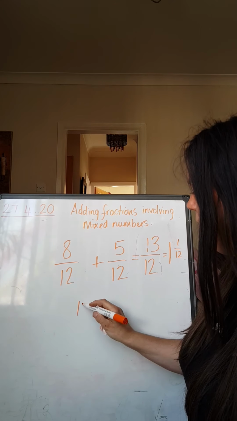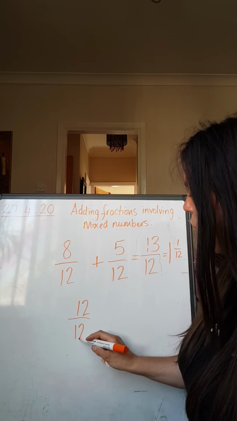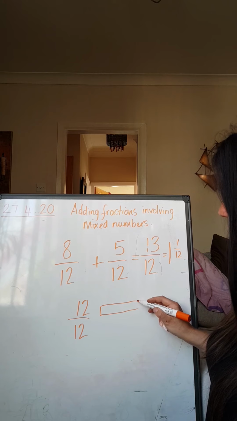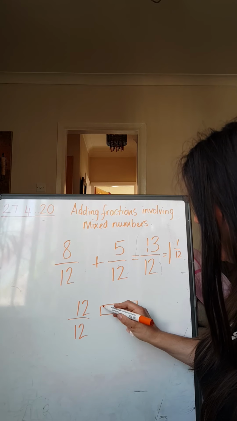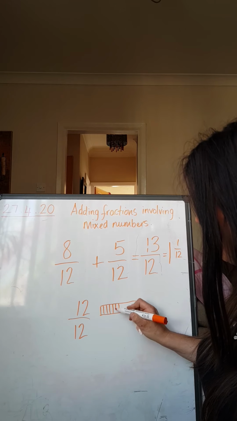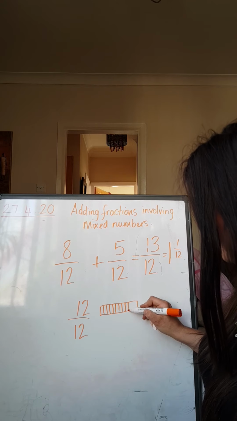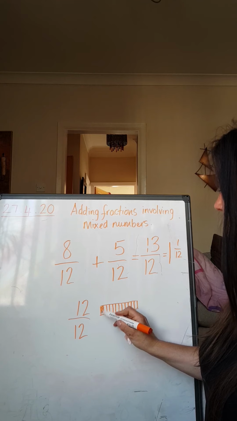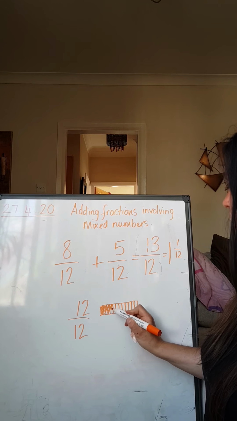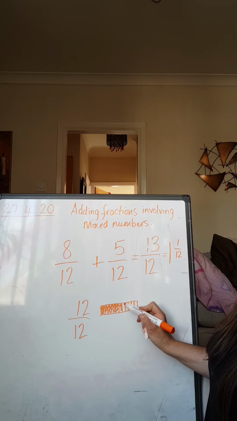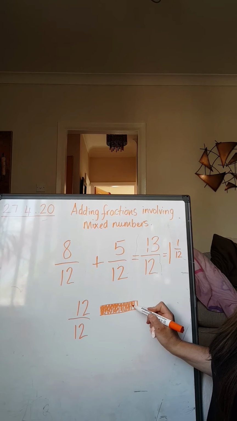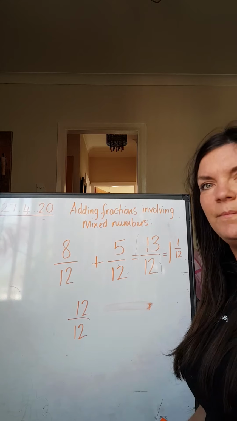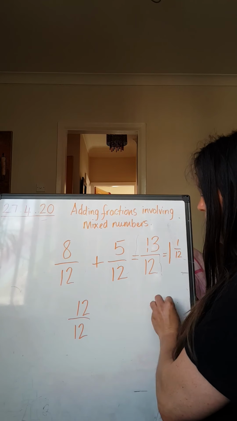Because I know if I've got 12 twelfths, see if I've got my chocolate bar, and it is chopped into 12, so I'm going for 1, 2, 3, 4, 5, 6, 7, 8, 9, 10, 11, 12, and I eat all 12 pieces. I'll have eaten the whole chocolate bar. So I've got 1 whole and 1/12.